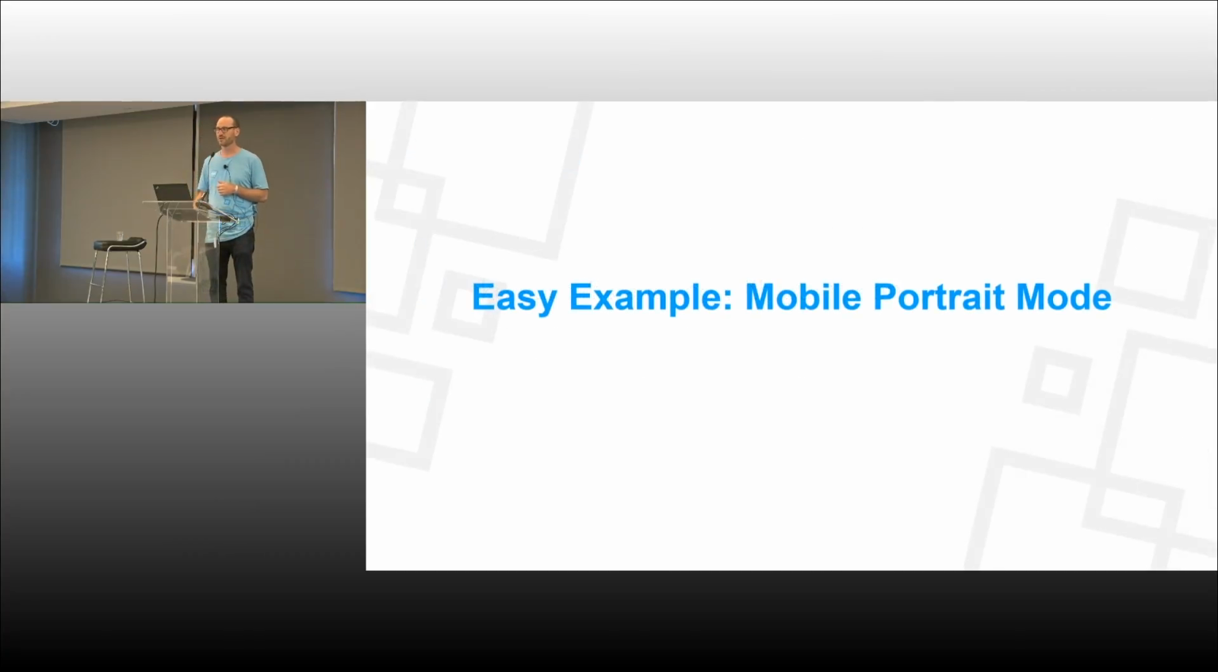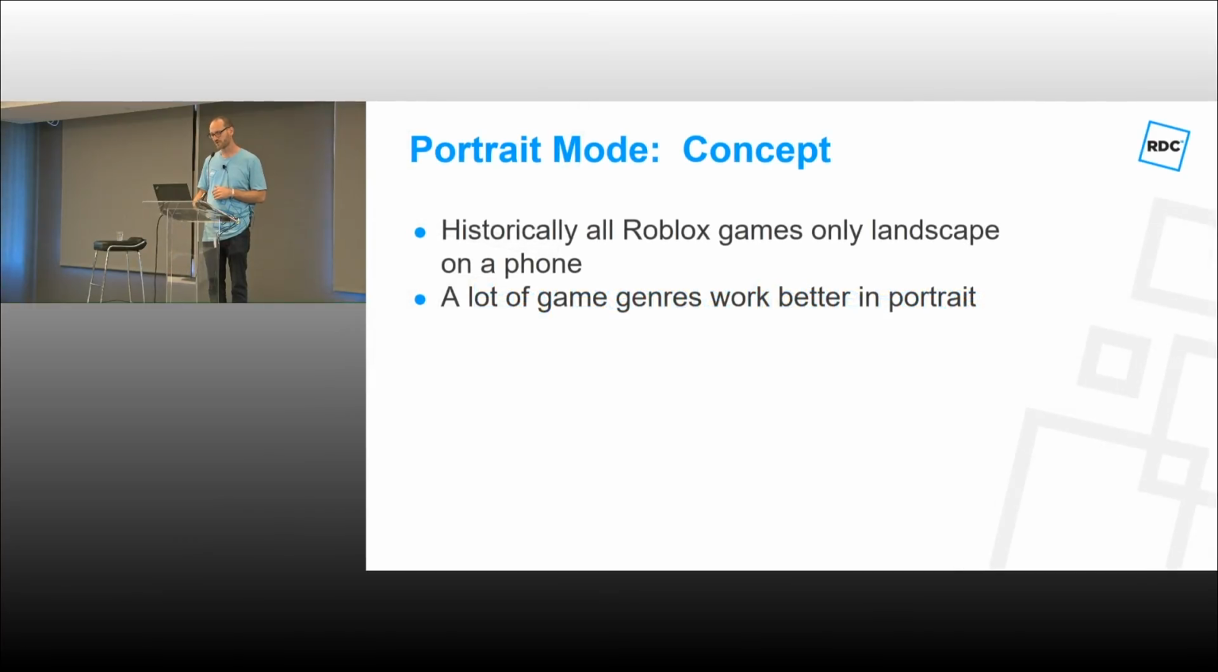So we're going to start out with an easy example. And it's an easy example because it's an additive thing. We shipped something that added something to our platform that's relatively straightforward. So mobile portrait mode. What is portrait mode? Historically, all games in Roblox were landscape. It's the right to left one. A lot of mobile games actually work better in portrait. And this wasn't available on Roblox. So we wanted to support this as an option.